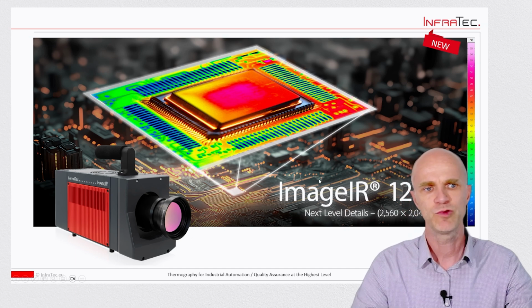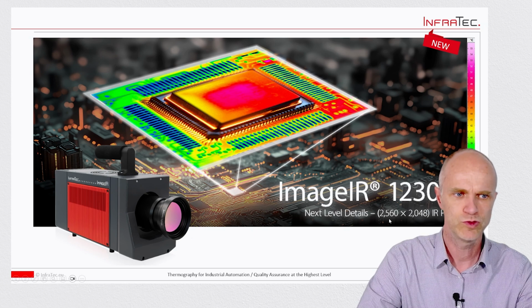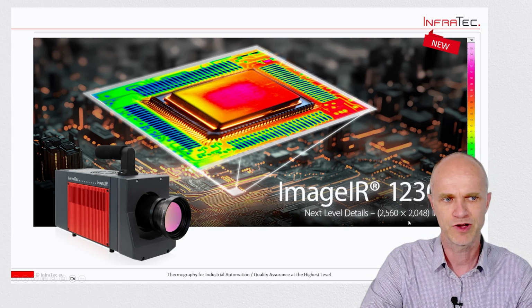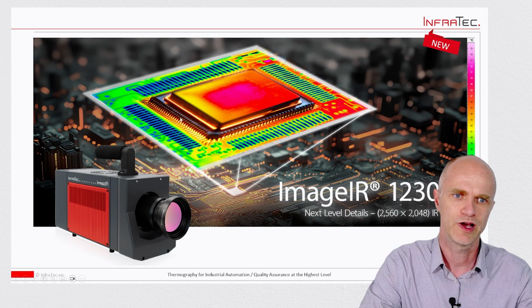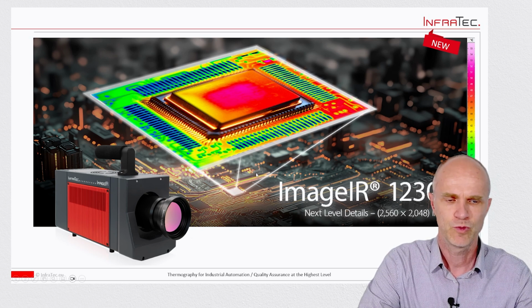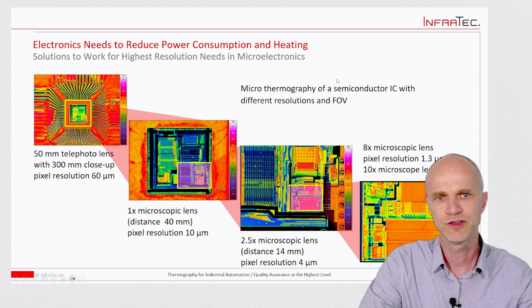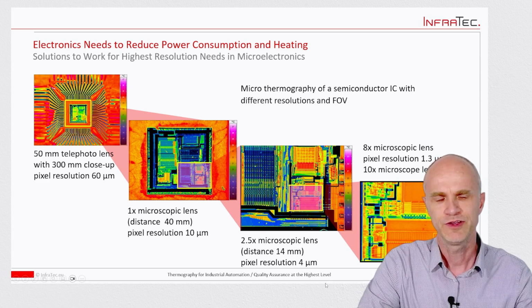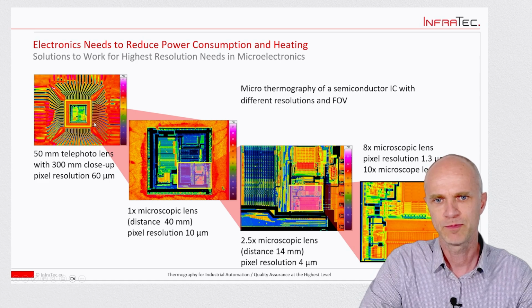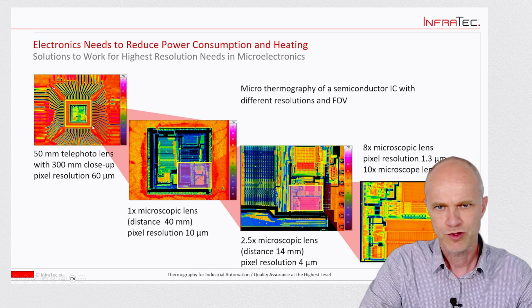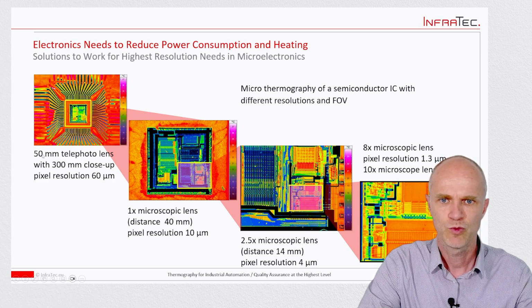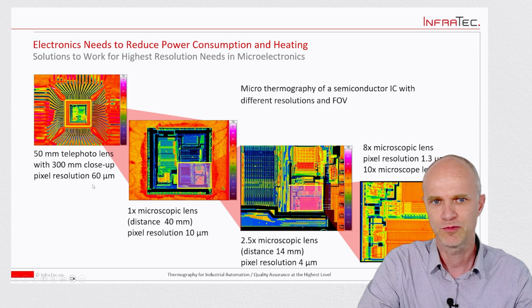Additionally, the camera with HD resolution of 2560 pixels by 2048 pixels makes it possible, for example, for a chip like this to have a very high resolution. And here on this slide, you see, for example, the field of view from different optics and lenses. Here, for example, a chip which is about 10 by 10 millimeters, with a standard lens and a close-up additionally, which reaches a pixel resolution of 60 micrometer per pixel.